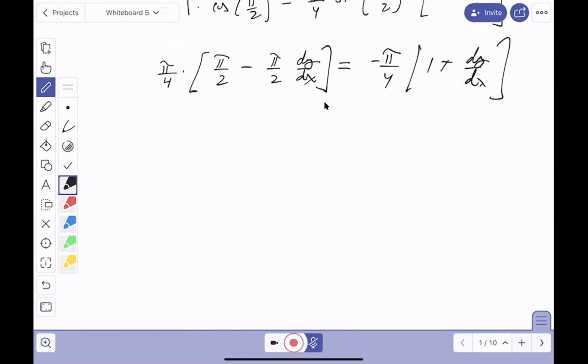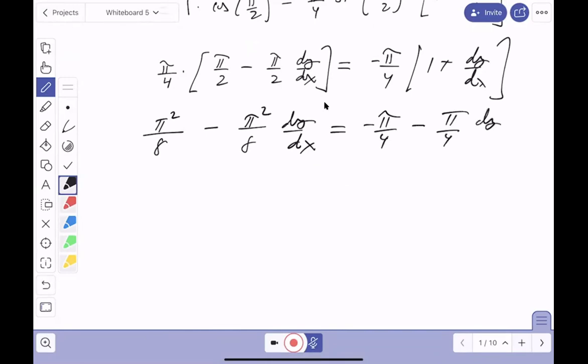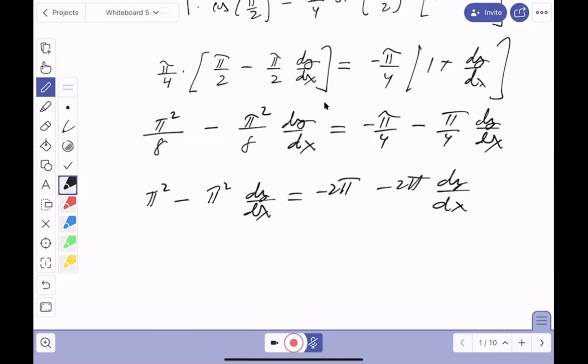What's this going to be? I'm going to write it down for you. Pi squared over 4 times 2 is 8, minus pi squared over 8 dy dx, minus pi over 4, minus pi over 4 dy dx. I can multiply both sides by 8. Pi squared minus pi squared dy dx equals minus 2 pi minus 2 pi dy dx. Whoa, this is going nowhere.